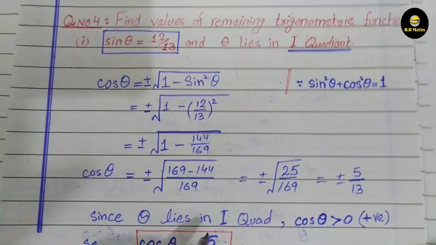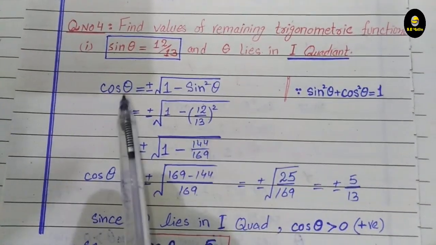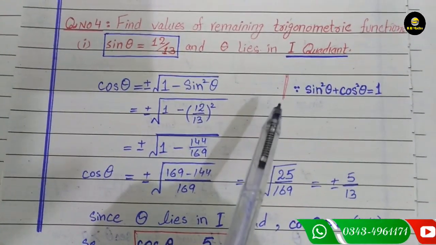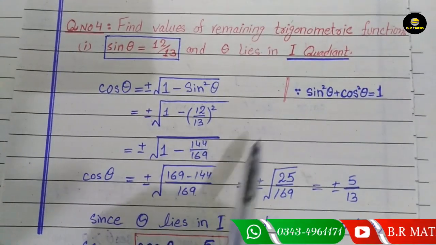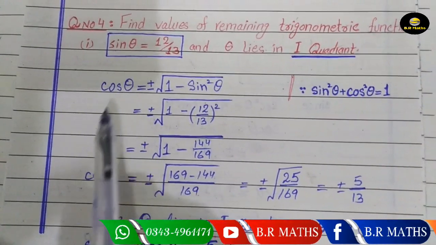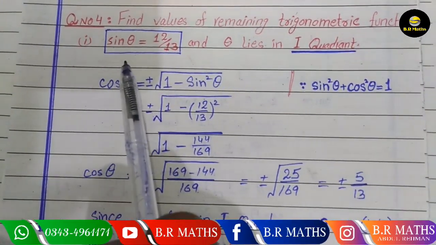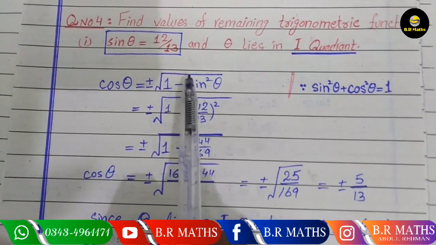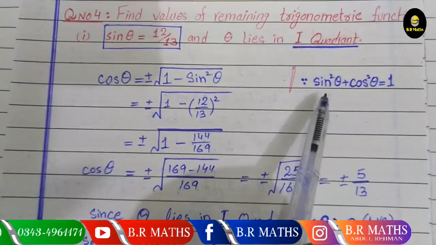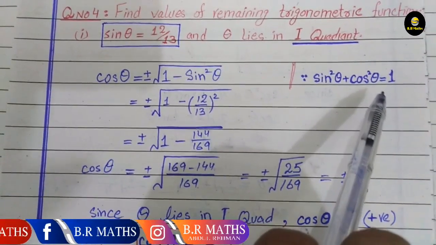Next is question number 4: find the values of the remaining trigonometric functions. All of you know that there are 6 trigonometric ratios, and in this question only one ratio is given and all others are to be found. So sine theta is 12 over 13. Firstly, I know sine square plus cos square is equal to 1. This is the first trigonometric identity.